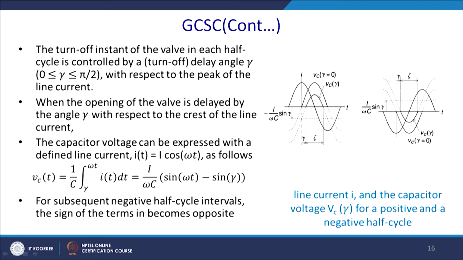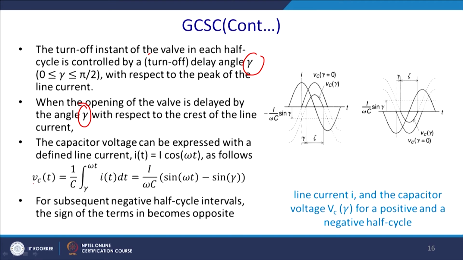The turn off instant of the valve of each half cycle is controlled by the turn off delay angle gamma, where gamma is basically 0 less than pi by 2 with respect to the peak of the current. So, you see that because it will be turned off by, the delay angle will be 90 degree. When opening of the valve is delayed by an angle lambda with respect to the crest of the line signal, then the capacitor voltage can be expressed with the definite formula.